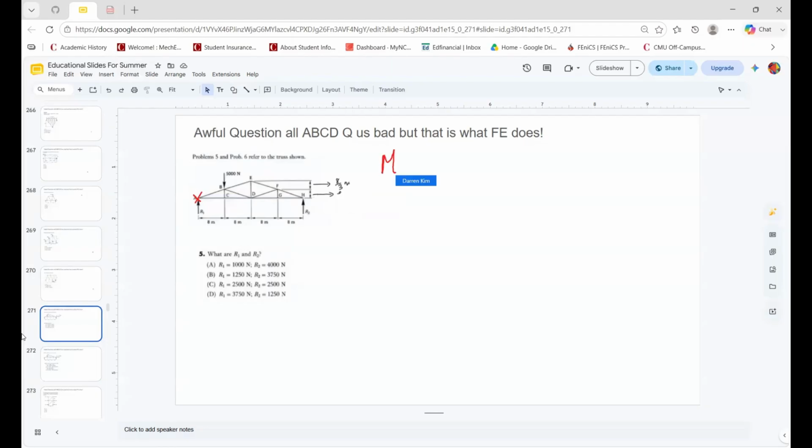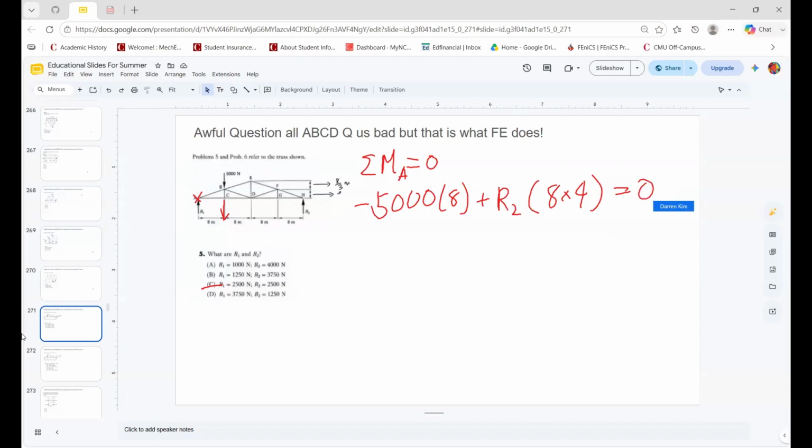So we'll do a moment over here first, at A. Actually, let's see which one is the right one. All of them are different, so I just have to solve for one of them, and we're good. Obviously this one is wrong because 25000 is not symmetrical. So that's definitely wrong. Anyway, summation of moments about A: 5000, positive or negative, multiplied by 8, and the other side is positive, plus R2 multiplied by 8 times 4 equals 0. That's 32, by the way, I was just being lazy. So R2 equals 5000 multiplied by 8 divided by 32, which equals 1250.